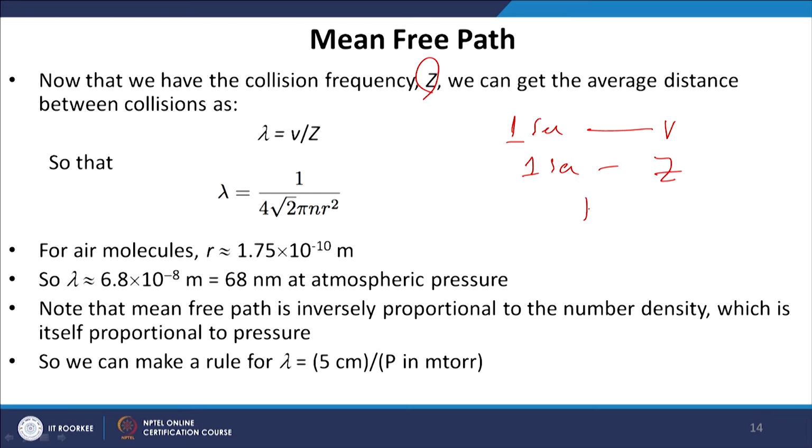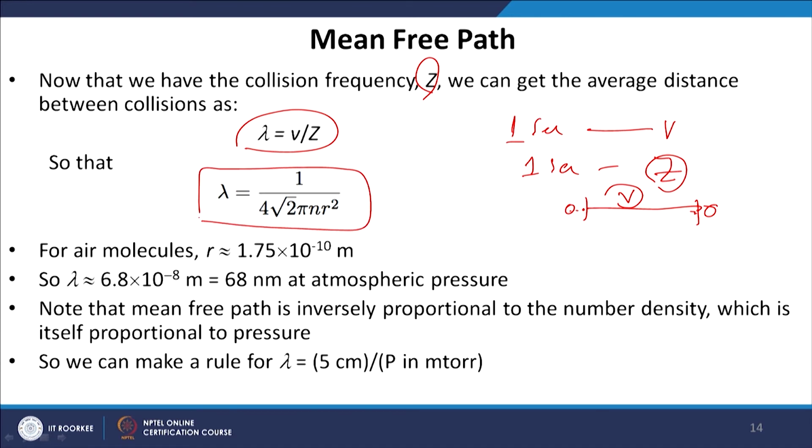So what is the average distance they can travel before they suffer a collision? Let us say one molecule is here and another molecule is here. The molecule travels a distance v, and over this distance the number of collisions that can happen is z. So the average distance between two collisions is obviously v by z. That is how lambda is defined. We have already found an expression for z, so if we plug in z as 4 root 2 pi n r square v, v cancels out, giving lambda equal to 1 over 4 root 2 pi n r square.